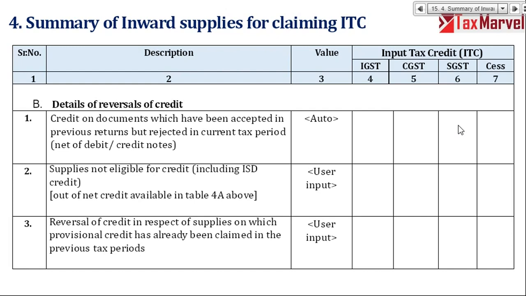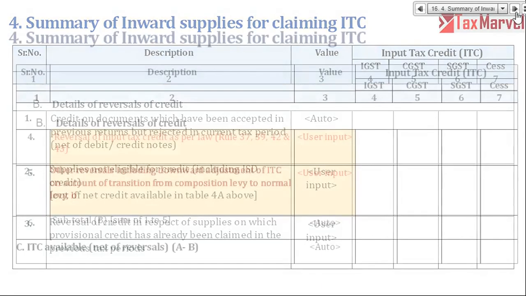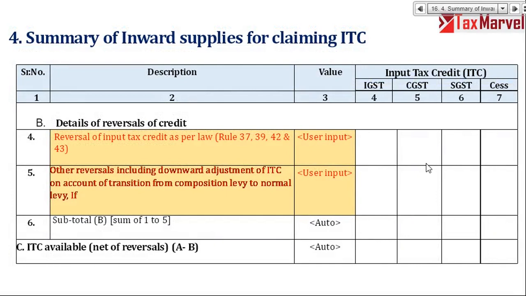Next, supplies on which credit is not eligible means ineligible ITC. Rule 42, 43 reversal will be there in 3.2 will be 17.5. Ineligible ITC will come here. ISD ineligible credit will also come in 2. Third, reversal of credit on which provisional credit is already claimed, but T plus 2 has left and the supplier has still not uploaded the invoices.